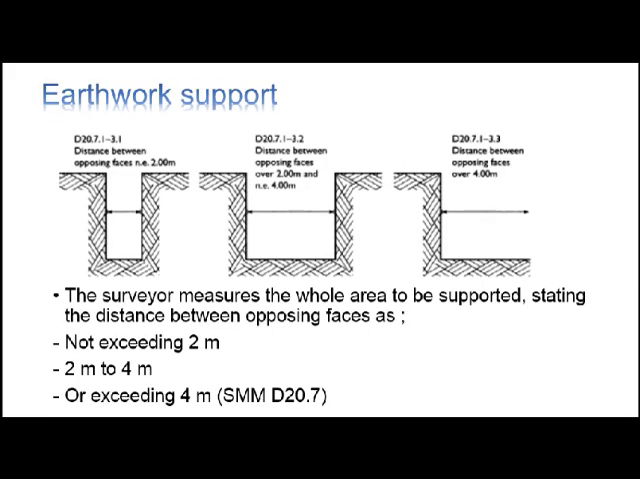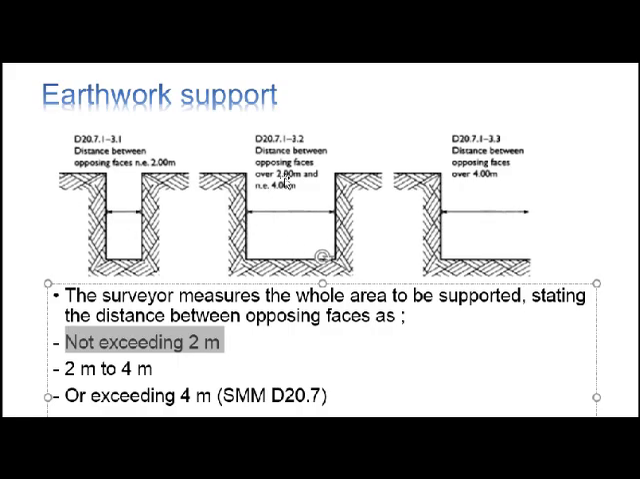So for instance, you have different types of trench width. So you will also identify that it will have different types of description. Normally one type of description is to state that it is not exceeding 2 meter. If you see the illustration, the first image says that the opposing faces are not exceeding 2 meter. So meaning the width is not exceeding 2 meter.